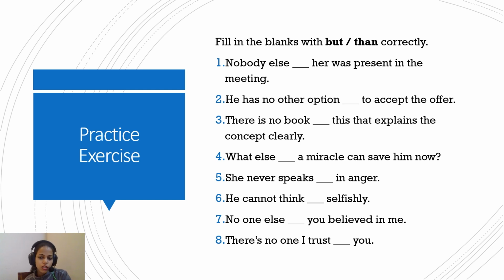"What else dash a miracle can save him now?" What else but a miracle? So there can only be a miracle that can save him now. So all the other possibilities are over. So, what else but a miracle can save him now? "She never speaks dash in anger." She never speaks otherwise than in anger.